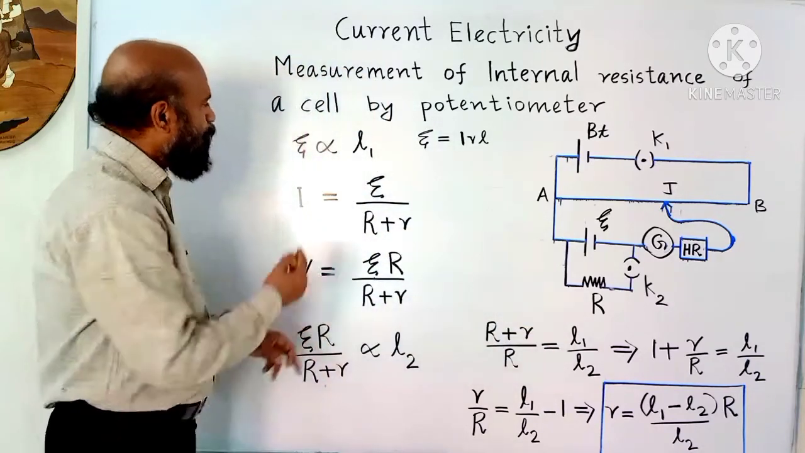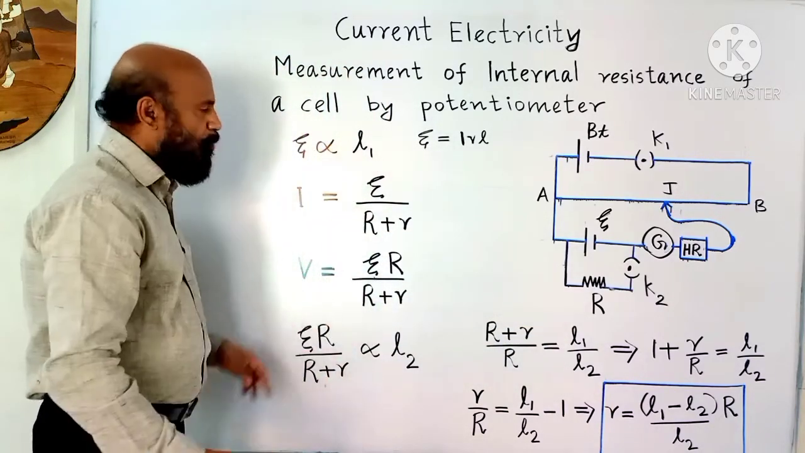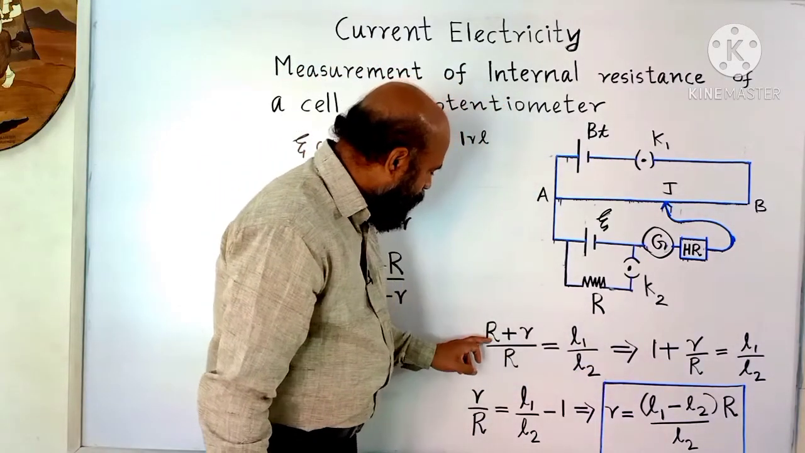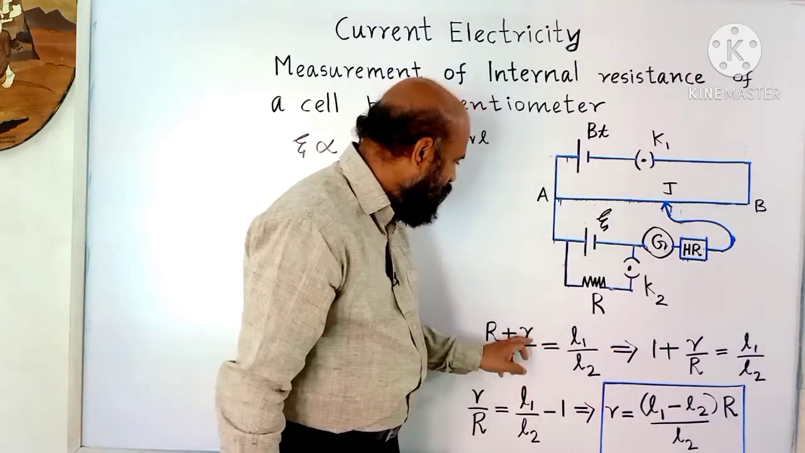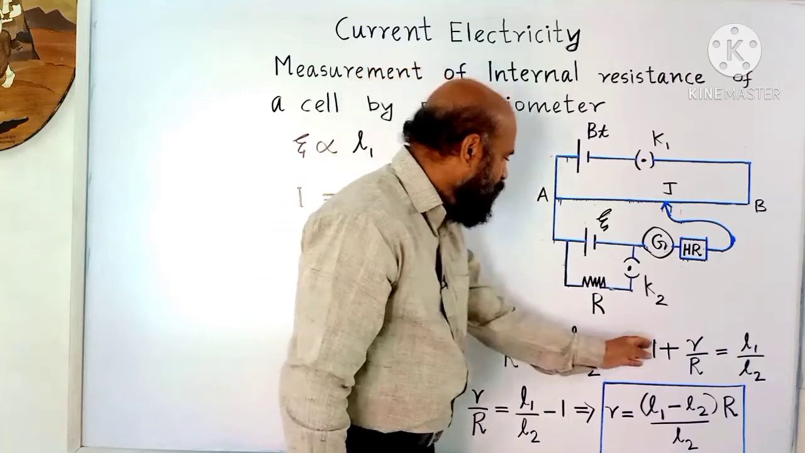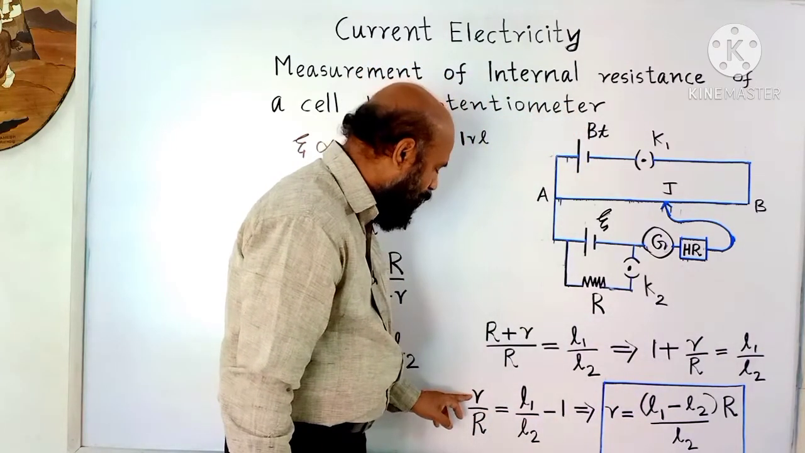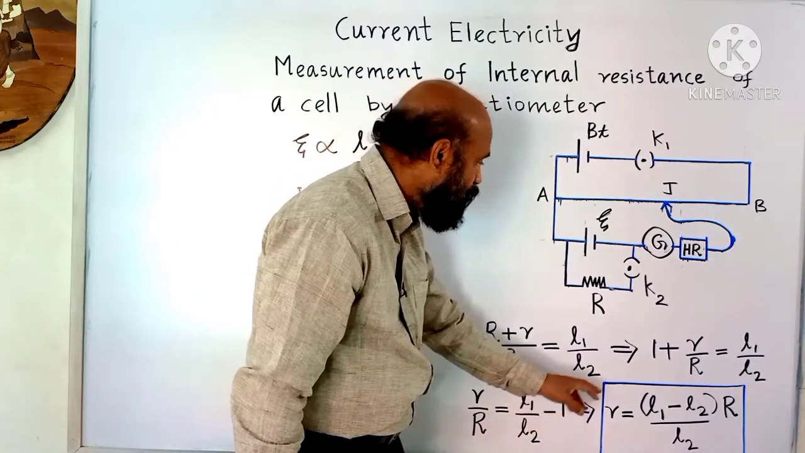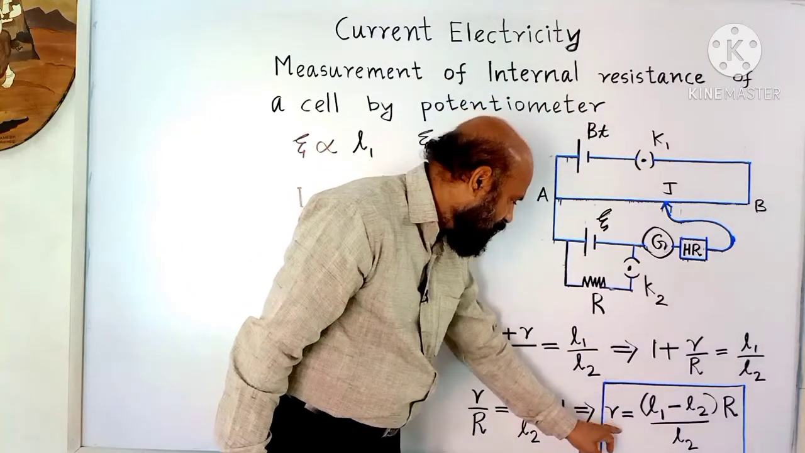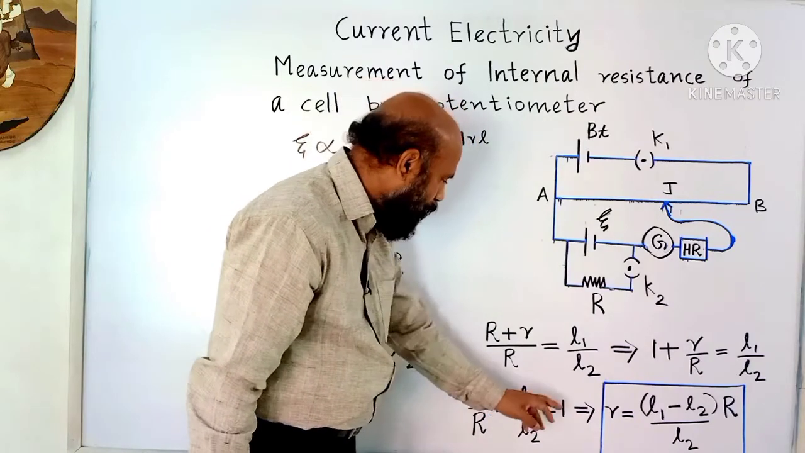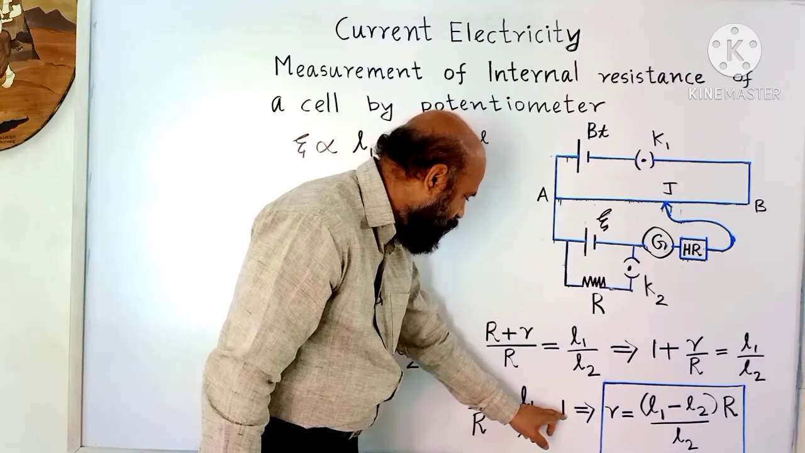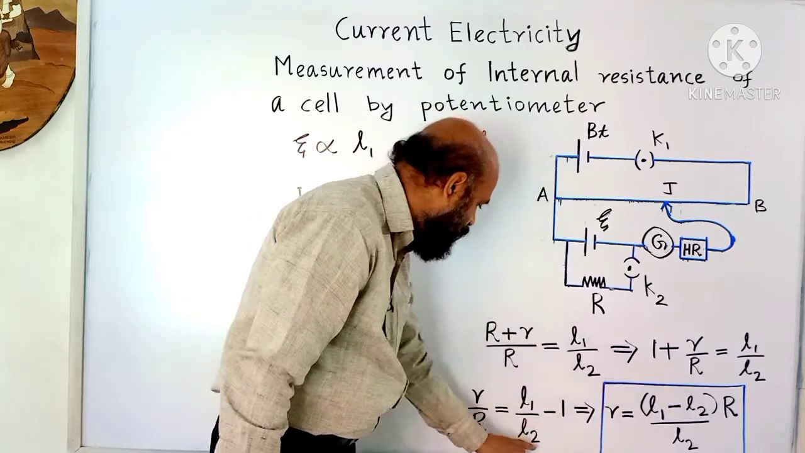Here the proportional sign can be replaced by an equal sign after writing a constant. That constant will get cancelled. That implies 1 plus r by R is equal to L1 by L2. Take this 1 to the other side. r by R is equal to L1 by L2 minus 1. From this we can get the expression for small r, internal resistance. So L1 minus 1 into L2, by L2. So L1 minus L2 divided by L2.